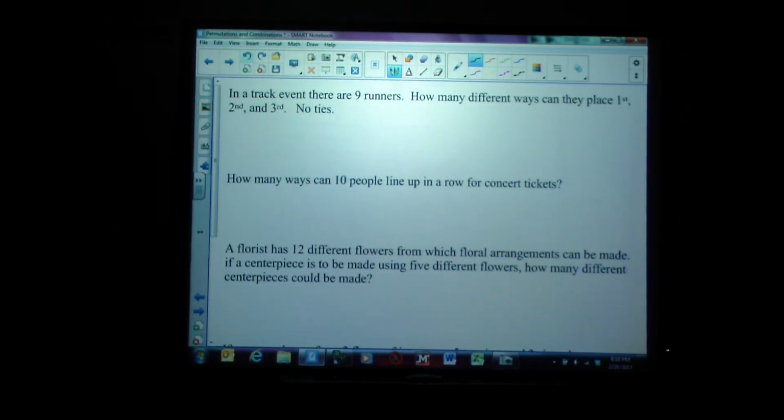First one, it says, in a track event, there are 9 runners. How many different ways can they place first, second, and third if we're dealing with no ties?